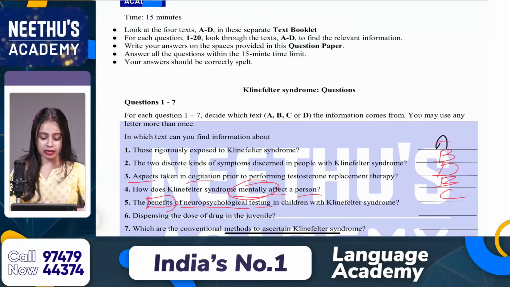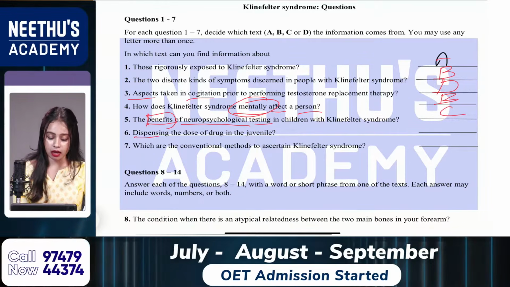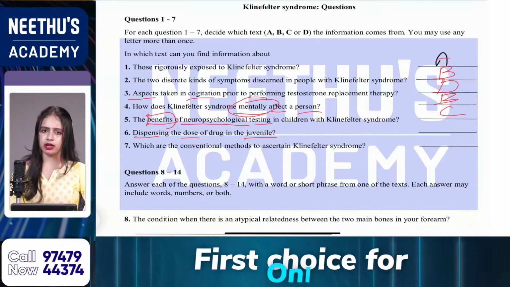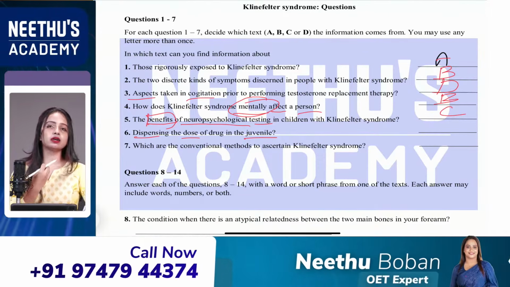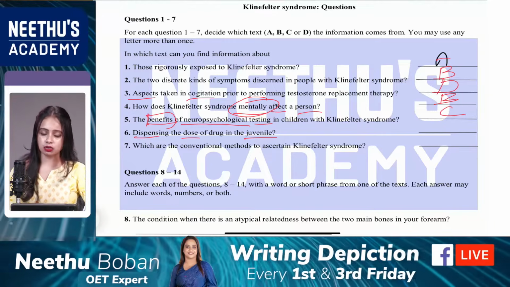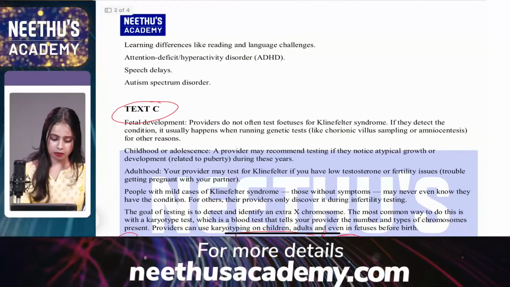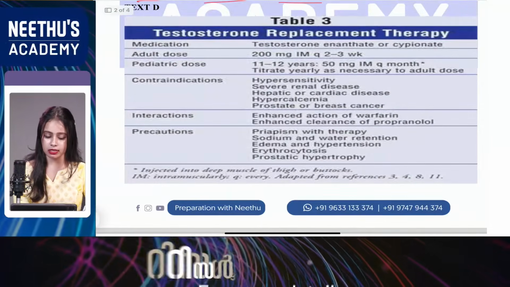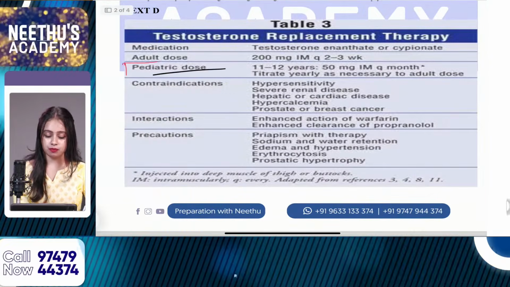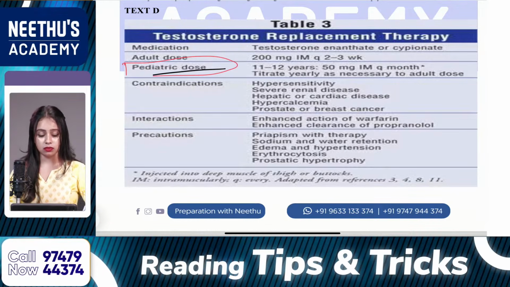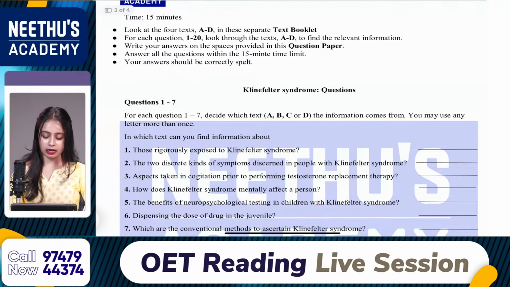Then the sixth one, dispensing the dose of drug in juvenile. Juvenile means children, right? So dispensing the dose of drug in juvenile means providing medicine to children. Where is it mentioned? Medication is mentioned in text D, I guess. Yes, pediatric dose, that is connected to juvenile, I mean children. So my answer is text D.